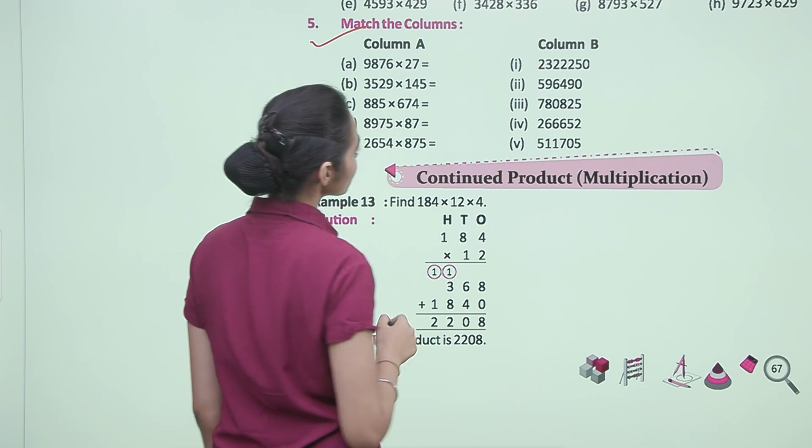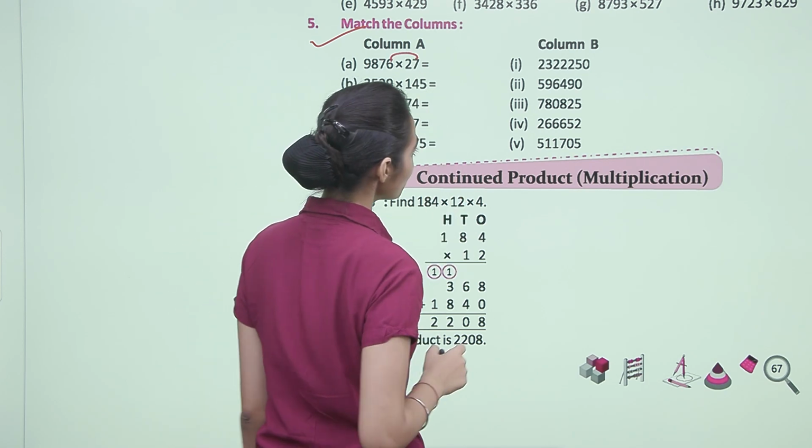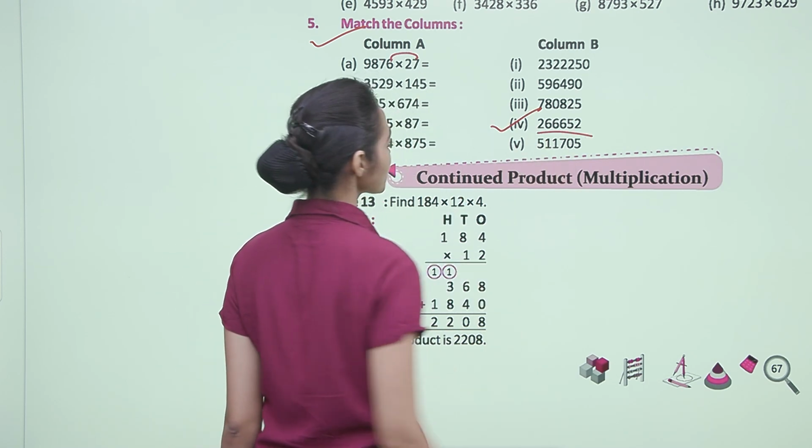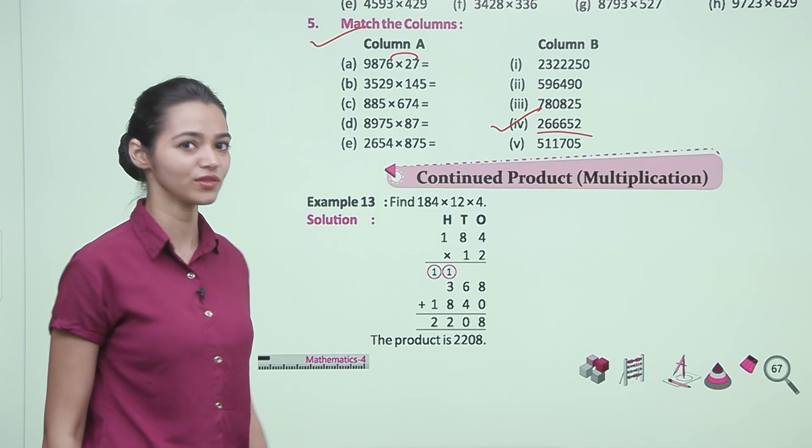Fifth, we have to match these columns. So 7 6s are 42, that means the fourth option is our correct answer. That's how you can solve the remaining part.